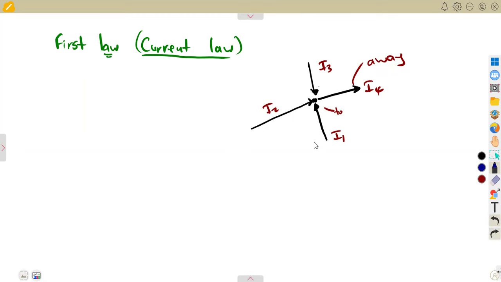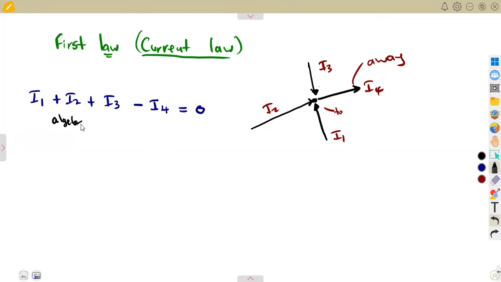If something is flowing towards the junction, you take it as positive. So we are going to have current 1 plus current 2 plus current 3. These currents are flowing towards the junction, so they are positive. Current 4 is flowing away, so it carries a negative. If we subtract this, the sum of everything must be equal to 0. The algebraic sum of the currents entering and leaving a junction is equal to 0.